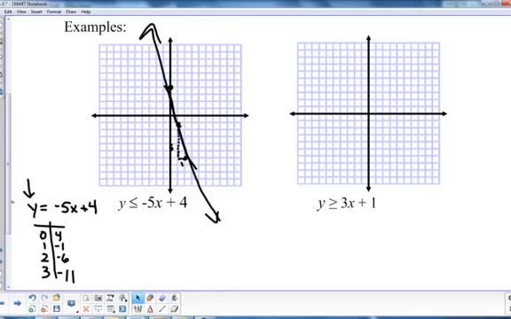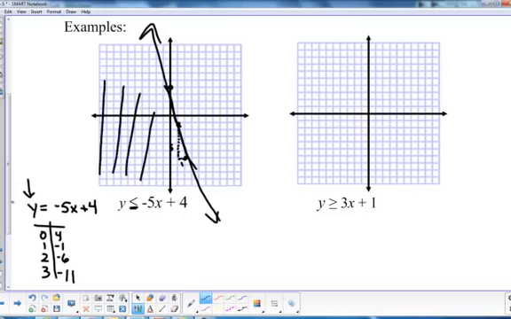And it is solid, thank goodness, because of this line underneath there that reads "or equal to." And then it's y is less than, so we're shading below. So everything in the shaded region below is a solution.